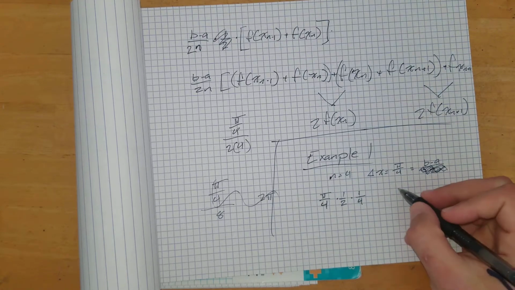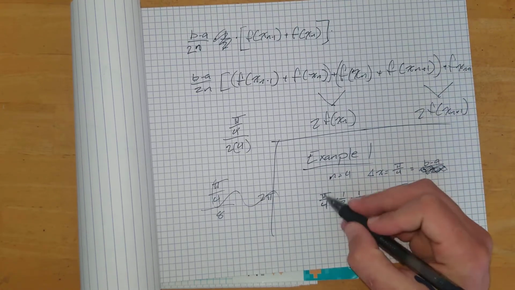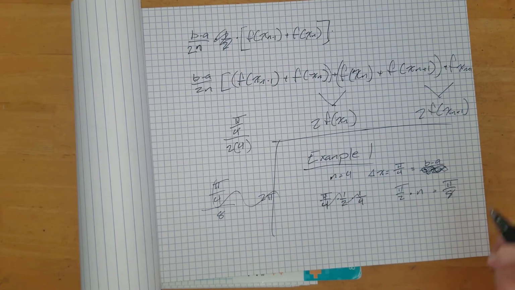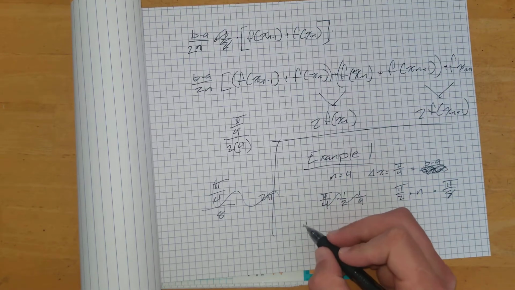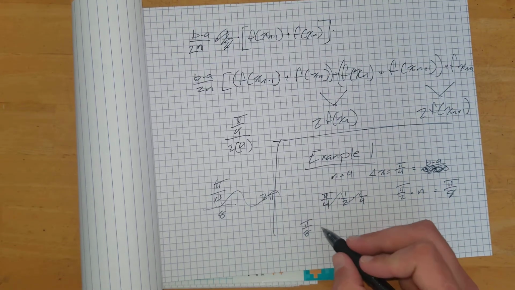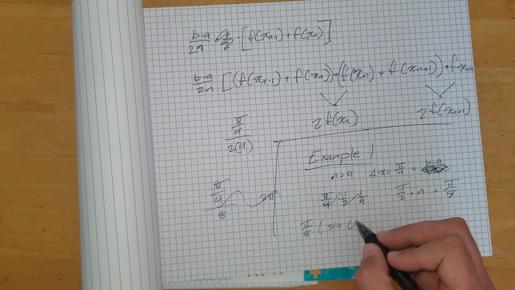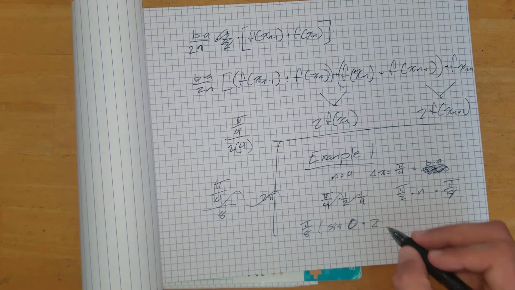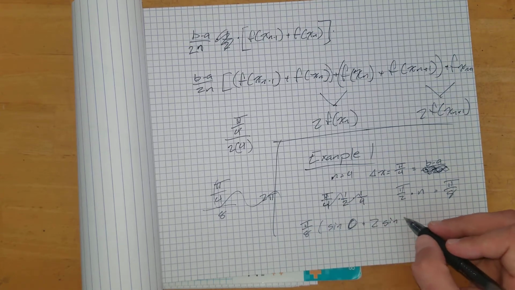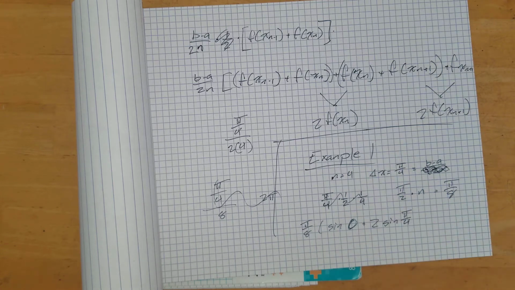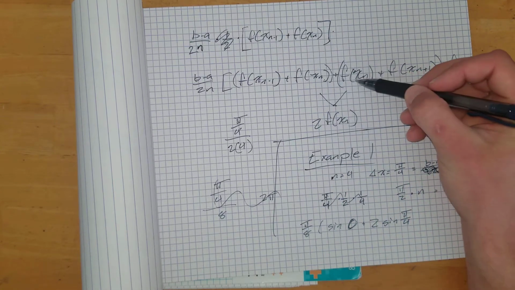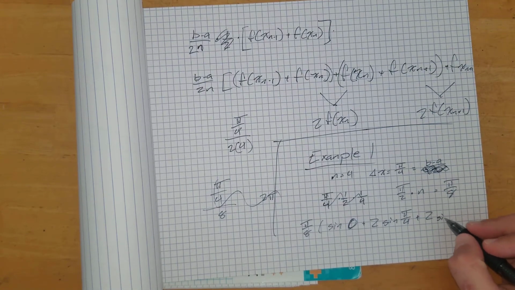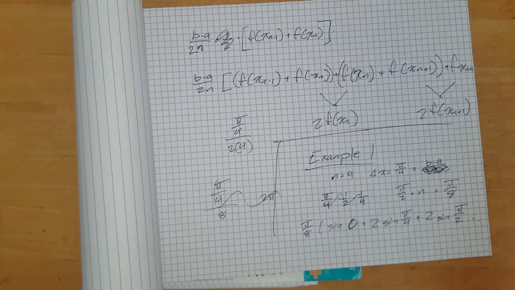Well, they have pi over 2 times n, which in this case is 4, which gives us pi over 8. And then from there, you just do pi over 8. Sine x naught is 0, so we put a 0 in there. Then we're doing 2 sine of x1, which is pi over 4. We're doing 2 because, again, you're going to repeat f of x1 twice. And then 2 sine of pi over 2, so on and so forth.